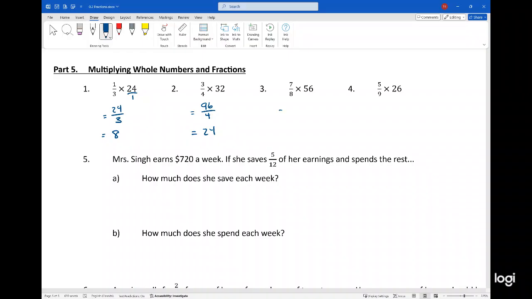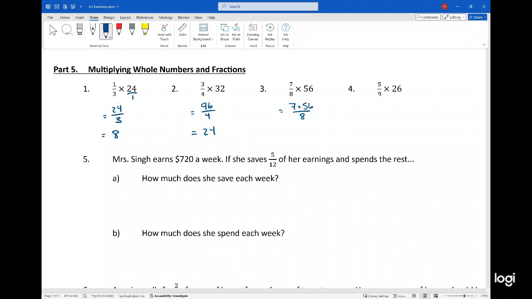Question 3. 7/8 times 56. I'm going to show you a little trick here. Really, this is 7 times 56 divided by 8. I'm just going to write that out this way: 7 times 56 divided by 8. So 7/8 of 56 is actually the same thing as 7 times 56/8. It's really the same thing.